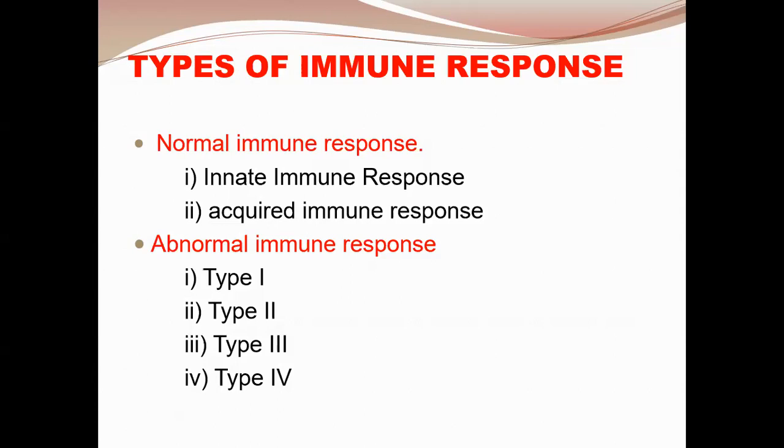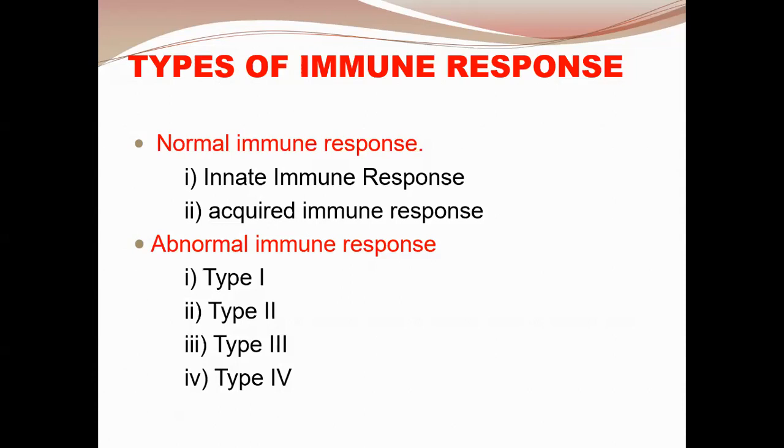Out of these four types of hypersensitivity reactions or abnormal immune responses, type 1, type 2, and type 3 are antibody mediated, whereas type 4 is cell mediated immunity or cell mediated hypersensitivity. Type 1, type 2, type 3 are antibody mediated, and type 4 is cell mediated. And all these types of abnormal immune responses mainly occur in two phases.